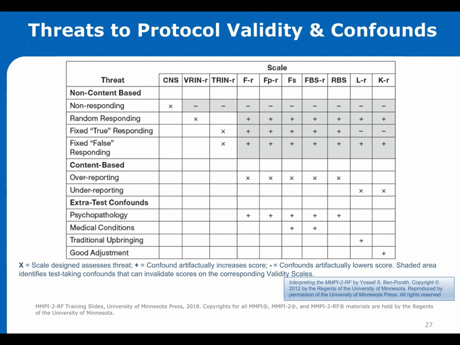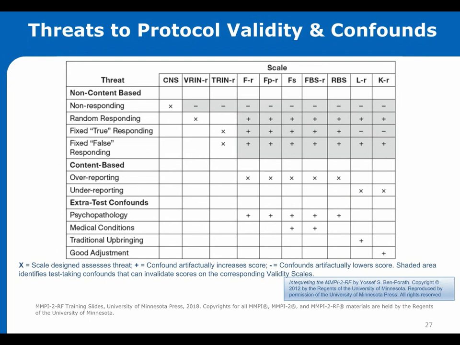So looking at psychopathology, in situations where someone has significant mental health problems, it's going to potentially artificially inflate scores on all of the over-reporting scales. If somebody has legitimate medical conditions, it could potentially inflate scores on FS and FBS. And if somebody has a traditional upbringing, it can inflate their scores on L, uncommon virtues. If they have good adjustment, it could inflate their scores on K, which is adjustment validity.